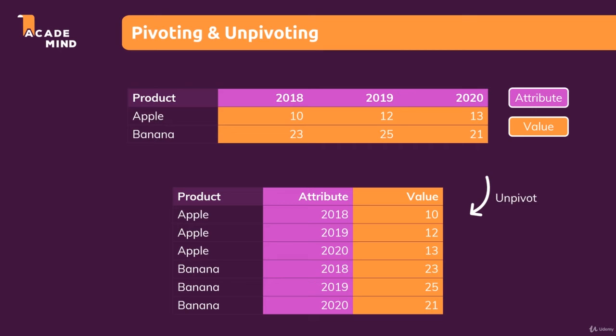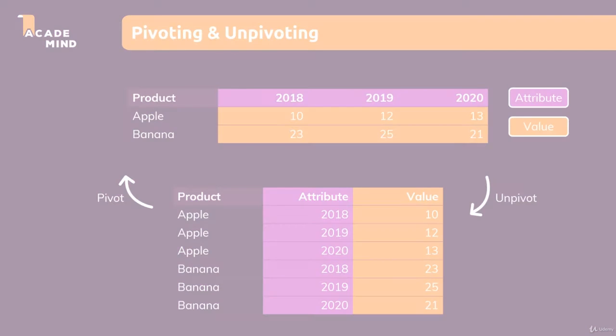And more importantly, you can also revert this change. So you can also turn it back to the initial state. This process would then be called pivoting. So this is pivoting and unpivoting in a little example. Let's now apply this concept also in our project.